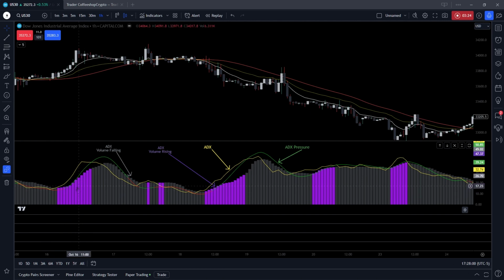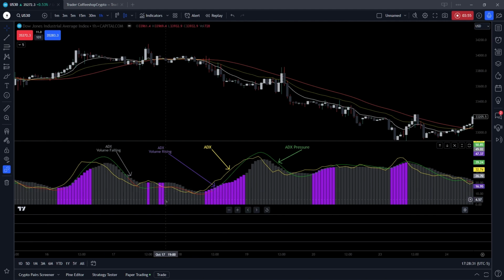And at this point, these purple bars, the ADX volume, are also rising. This yellow line is the ADX, and the pressure is the green line. The green line changes from red to green. You only want to do things when the line is green. The ADX tells you where it is. Is it rising or falling? You obviously don't want to do anything when it's falling.